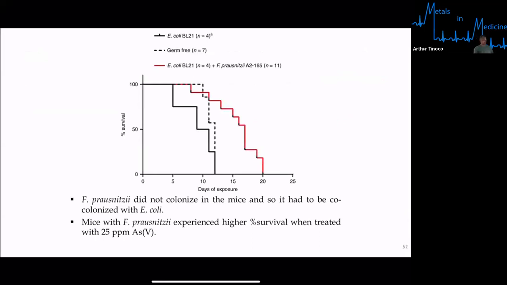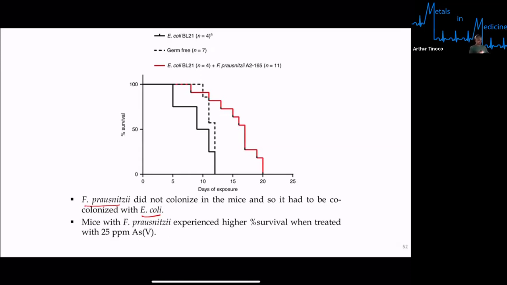It turns out that they were not able to colonize that bacteria by itself in the mice, so they had to do a co-colonization. They had to co-colonize it with E. coli. So even though bacteria can be pretty stable in the in vivo environment, oftentimes when you try to isolate them or work alone, they're very susceptible. So in this context, they had to work with it in the presence of E. coli. So what was actually observed here?